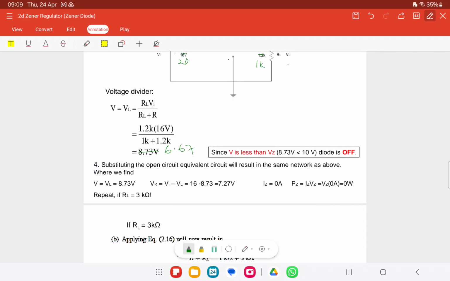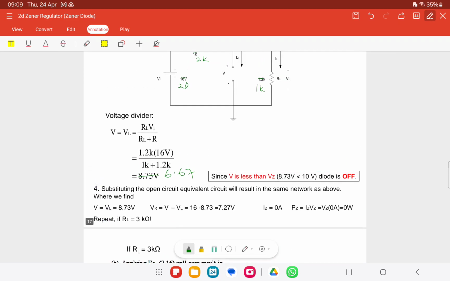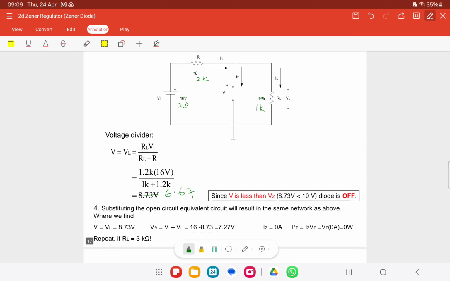Okay, so if the diode is off, you can calculate the rest. Now I want the diode to be on. What should we change the resistor to so that the diode is on? Can someone try? Trial and error. Increase the resistor, change it to 4? Resistor RL. Increase the RL.